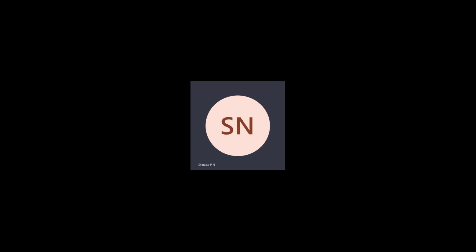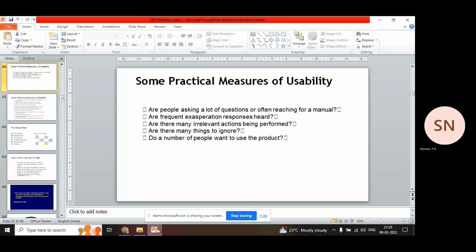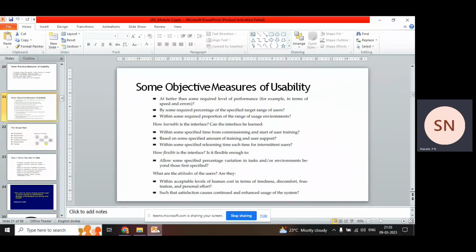People asking a lot of questions, often reaching for a manual, or frequent exasperation responses heard, or there are many irrelevant actions being performed, or there are many things to ignore. Do a number of people want to use a product? So we will have some objective measures of usability.